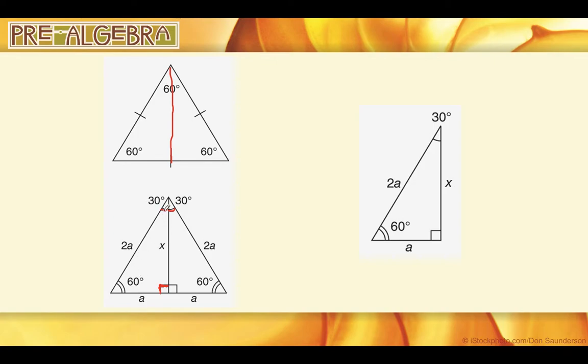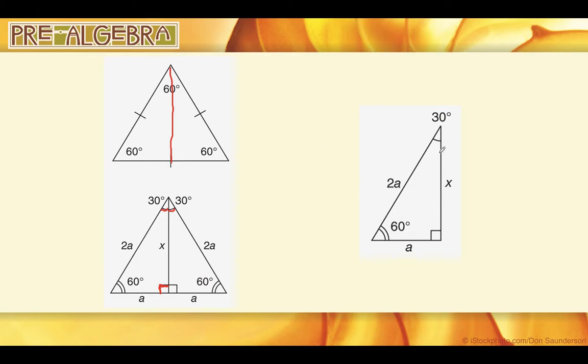Therefore, we now have what's called a 30, 60, 90 triangle. Before we were doing a 45, 45, 90 triangle. Now we've got a 30, 60, 90 right triangle. And this one also has a unique way to find the values of the legs and the hypotenuse.